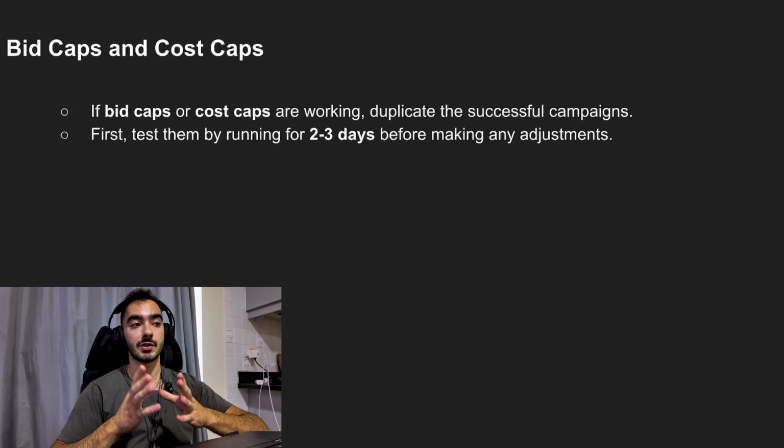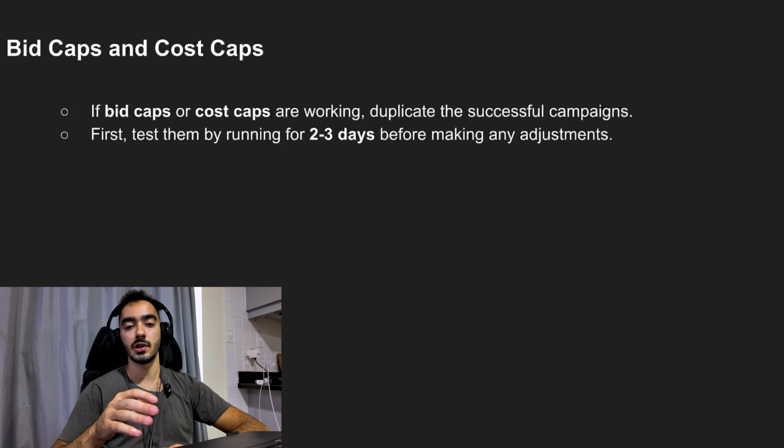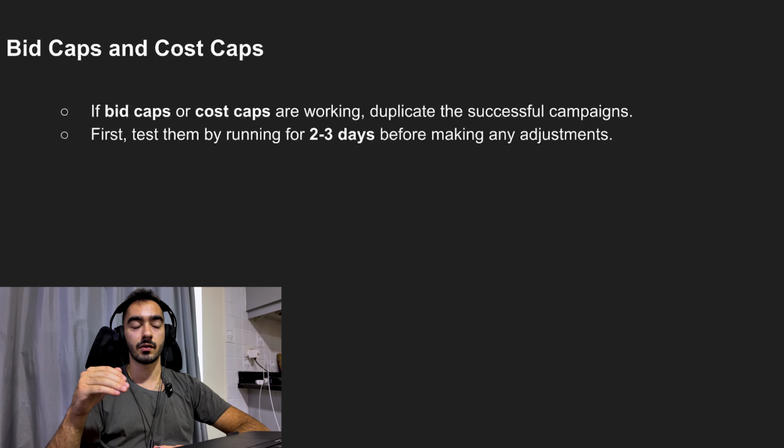Next thing, so big caps and cost caps. If they are working, then you want to duplicate the successful campaigns. First you just let them run. You test them for 2 to 3 days before making any adjustments. Once you've seen that they're doing well, they're getting a really high ROAS, netting like 30%, then you can start duplicating and you can use them to scale.